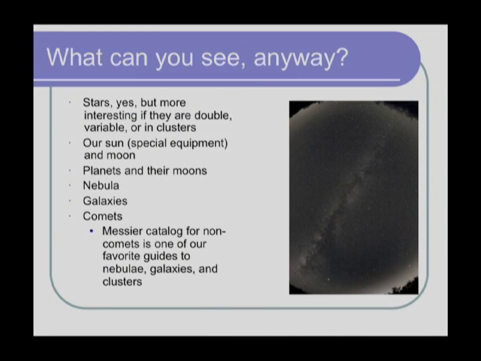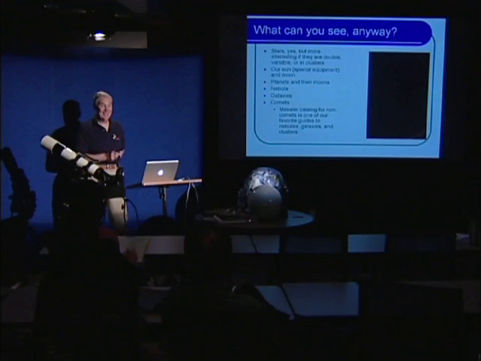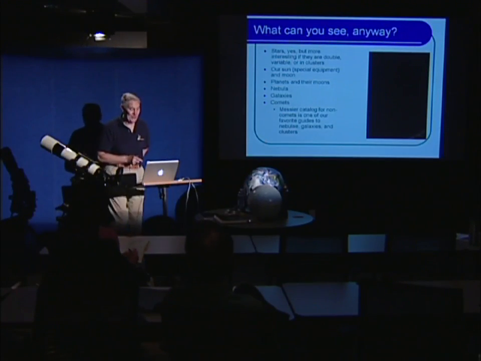What could we see at your school? Yeah, stars, and it's more interesting if they're double. The stars have colors that are dependent on their temperature. So there is a bright double star, and one component is a nice yellow, and the other's kind of a blue-green. They always like to call that the charger star.